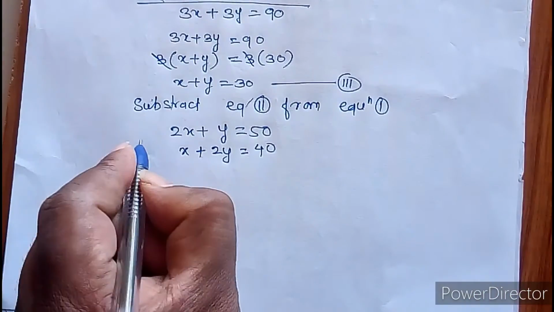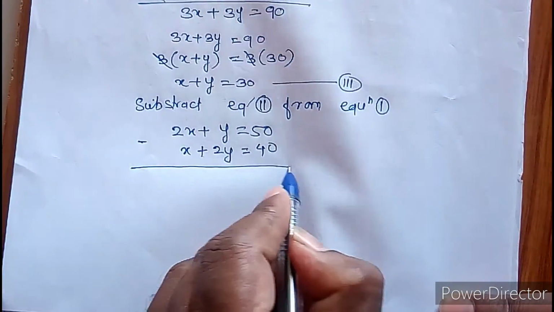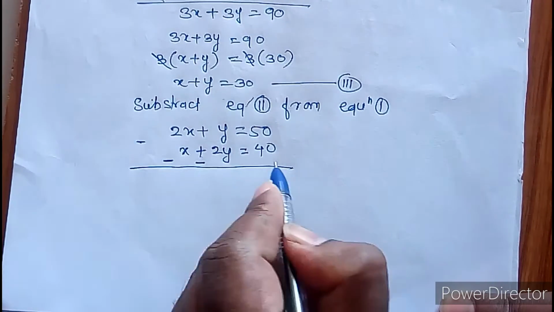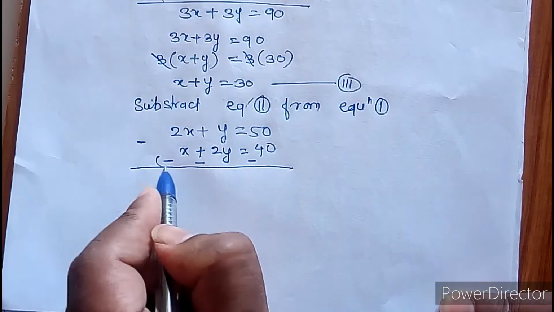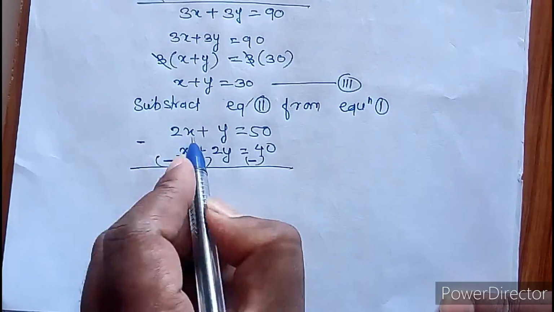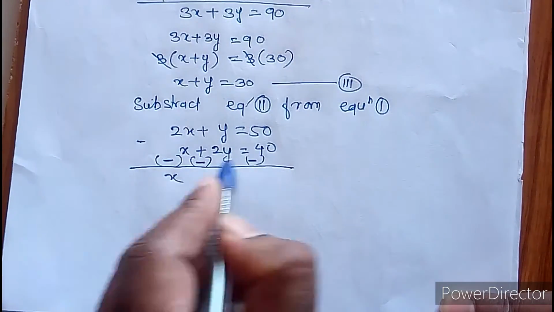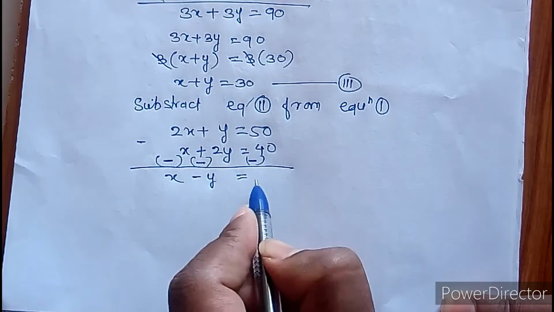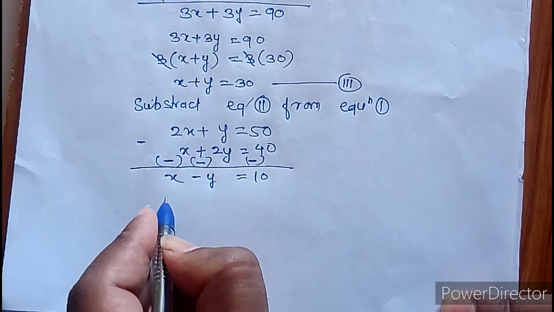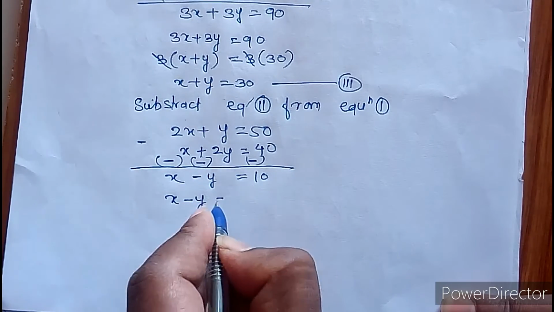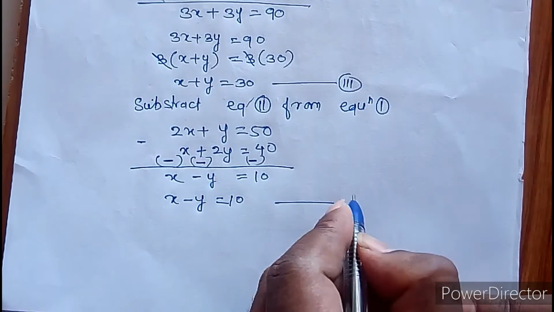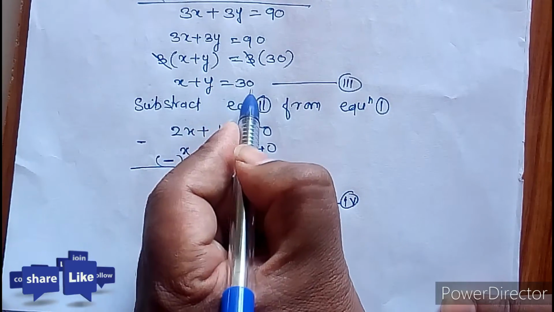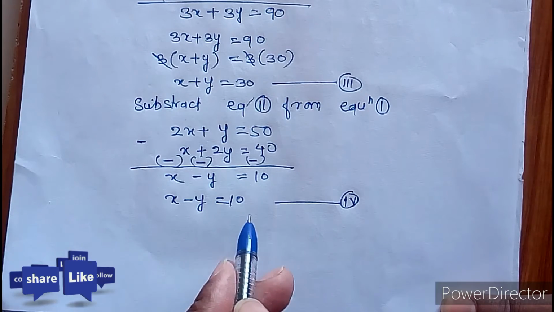Now give the minus sign, which will change the sign of the second equation. Plus x becomes minus, plus 2y also becomes minus, and plus 40 will also become minus. Now 2x minus x is x, y minus 2y is minus y, 50 minus 40 is 10. We get x minus y equals 10. This is the newer equation, give it equation number 4.